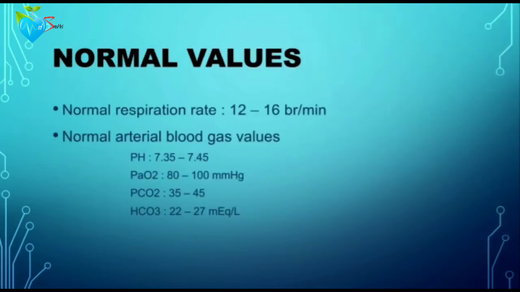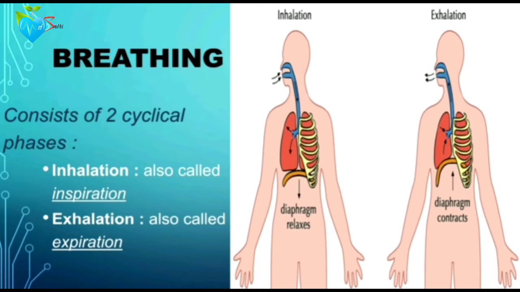Here you can see some important normal values. Breathing, or pulmonary ventilation, consists of two cyclic phases. One is inhalation and the other is exhalation. Now, I'll talk about inhalation. What is inhalation? Inhalation is a very active process that requires input of energy. The diaphragm contracts, moving downward and flattening.